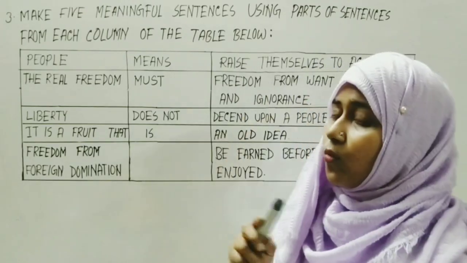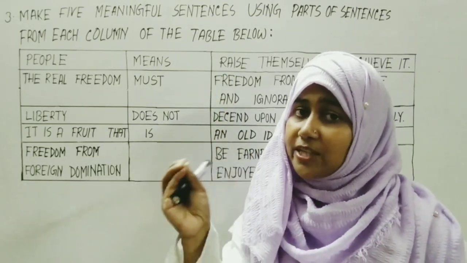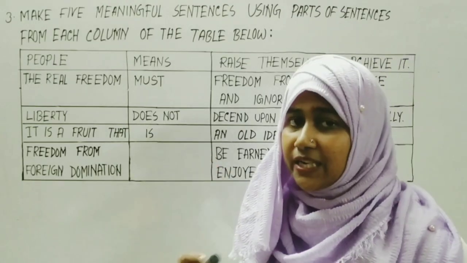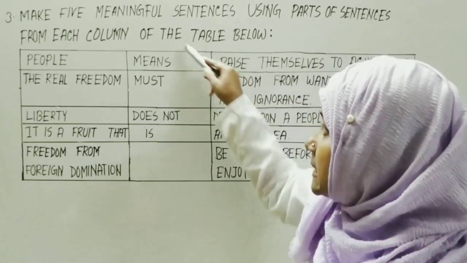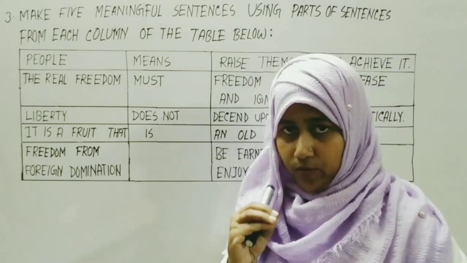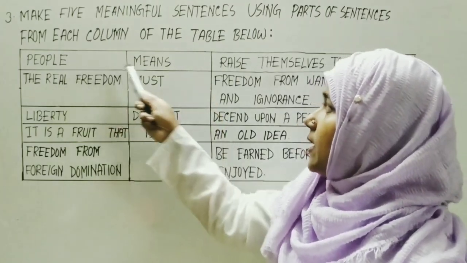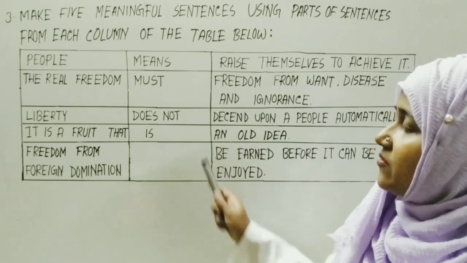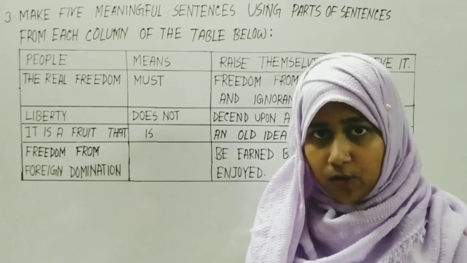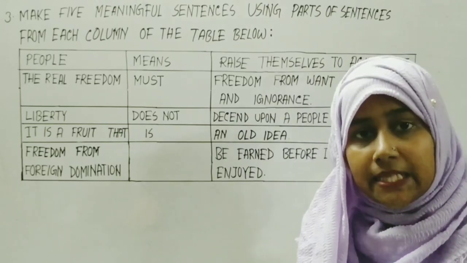And then here, which tense should you use? Here, that means verb with has or does not. So this is written in present indefinite tense. Here also does not. This is written in present indefinite tense. So by seeing this verb, you can identify what is the tense. And here is. So this is written in present indefinite tense. So whenever you make 5 sentences, use present indefinite tense. According to subject-verb agreement, you have to complete this one.